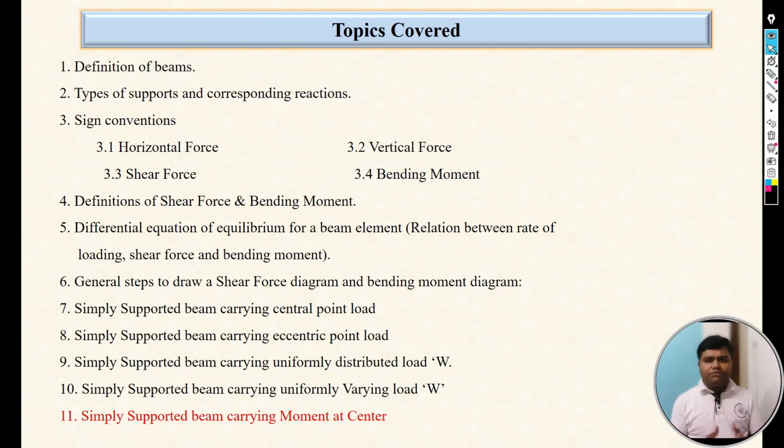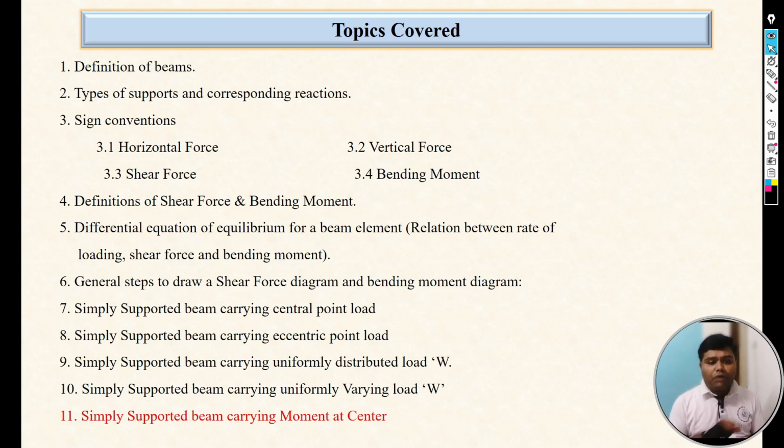These are the topics that we have covered in the last few videos: the definition of a beam, types of supports and corresponding reactions, and sign conventions for shear force and bending moment, including the sign conventions for horizontal and vertical forces. Then the definition of what is meant by a shear force and bending moment diagram, the differential equations of equilibrium for the beam element, and the general steps to calculate shear force and bending moment and draw those diagrams.